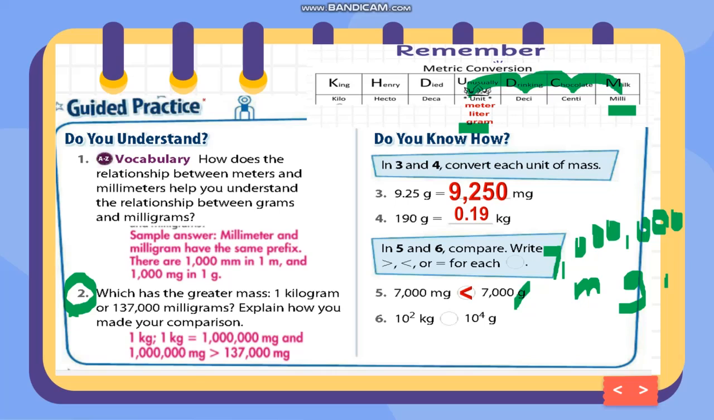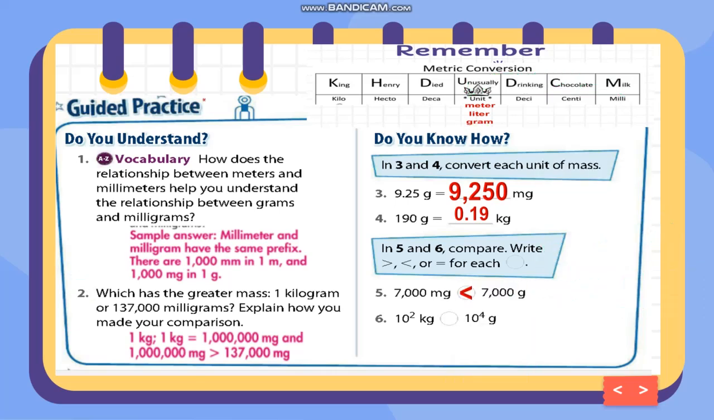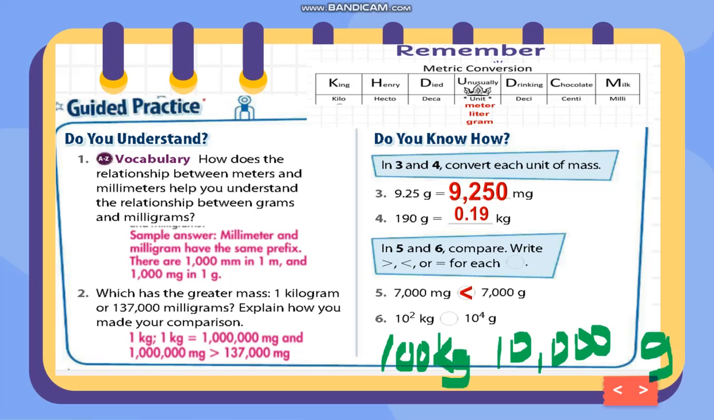I have here 10 squared, then compared to 10 to the 4th power. So 10 squared means 10 multiplied by 10, that is equivalent to 100 kilogram. 10 to the 4th power means 10 multiplied by 10 is 100, another multiplied by 10 is 1000, and another multiplied by 10 is 10,000. So I have 10,000 grams and I have 100 kilogram. So before you compare, you need to change one of them. So I decided to change this kilogram into gram.